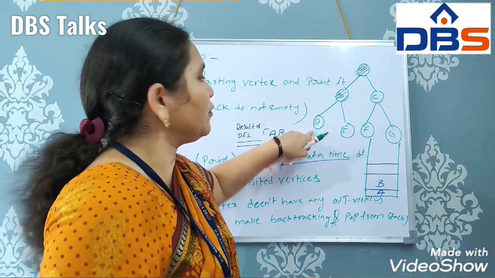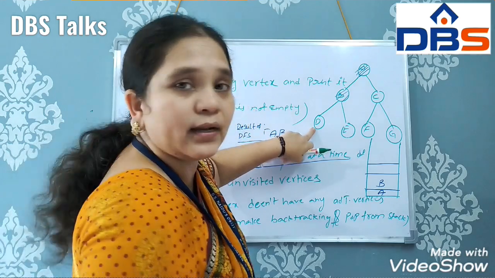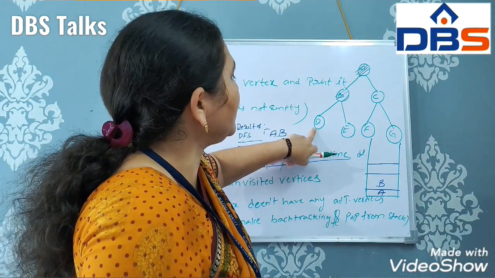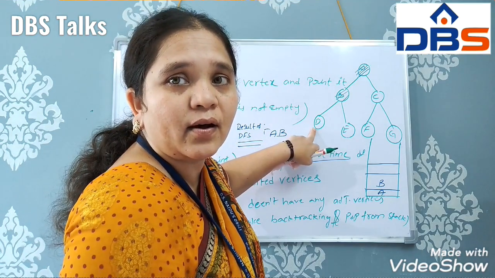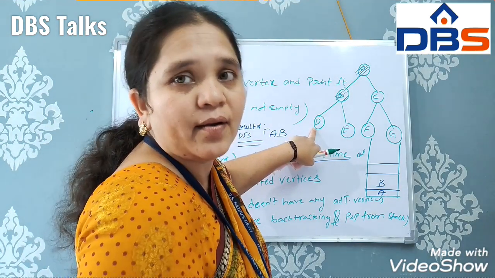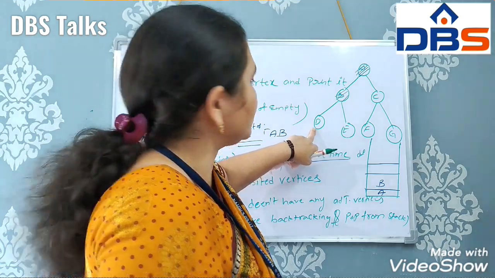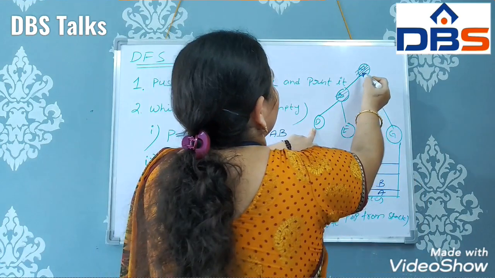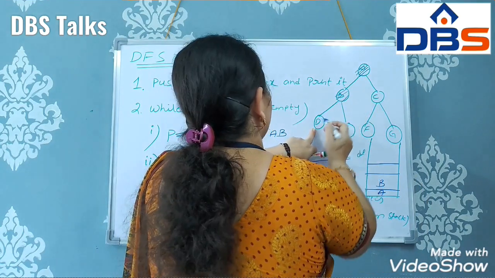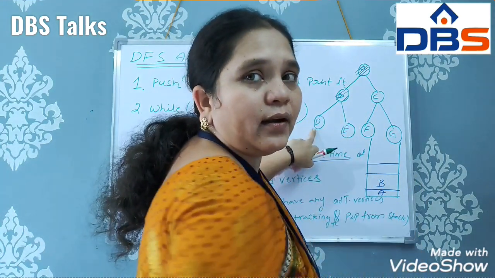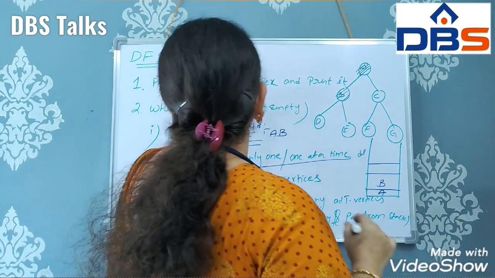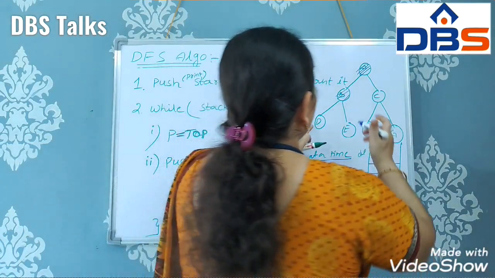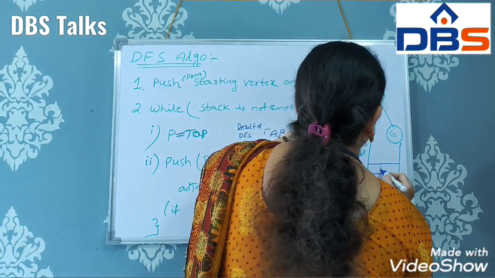A dead vertex is nothing but, suppose we consider vertex D. D doesn't have any adjacent unvisited vertices. That is called a dead vertex. We will go deeper and deeper like this until we reach the dead vertex. That is depth first search. Then we will consider D here.